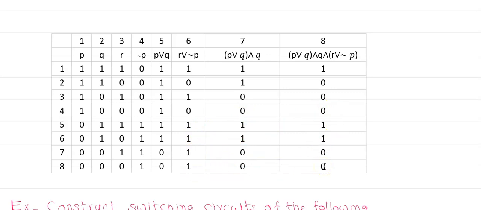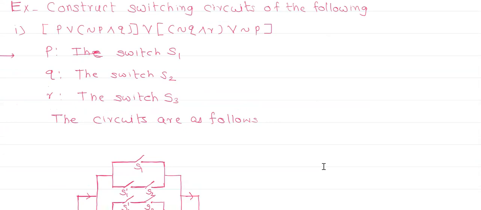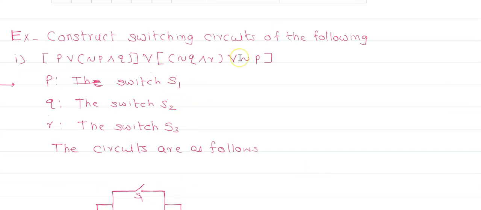And in this way, we have performed the truth table for the given circuit. Now the next is to construct the switching circuit of the following. See this here: P or (negation of P and Q), or (negation of Q and R), or negation of P. Now what is the main joint here? Here it is the OR.